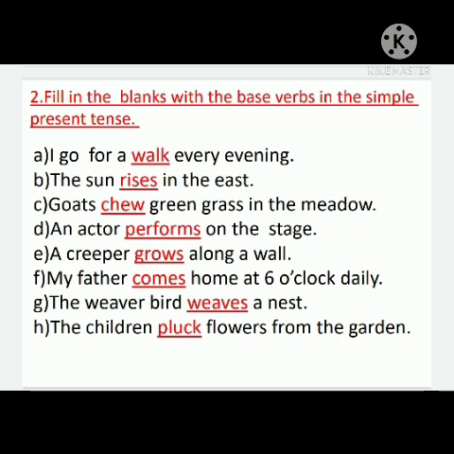Last one. The children. Children means plural form. Plural noun. The children means too many, more than 2 or 3. So we call it children. Children pluck flowers. We should not add s or es to the verb. Only pluck we have to write. The children pluck flowers from the garden. So this completes the fill in the blanks of simple present tense.